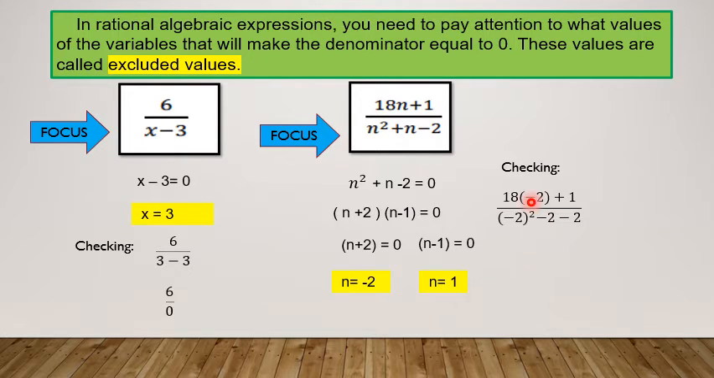So when you substitute negative 2 for n, 18 times negative 2 plus 1, then same here, we have n squared plus n. Negative 2 squared, negative 2, then copy negative 2. Then the result is negative 35 over 0. Same here, just substitute 1. And then the result is 19 over 0. So it means these answers are the excluded values, which you cannot use because the denominator will become 0.